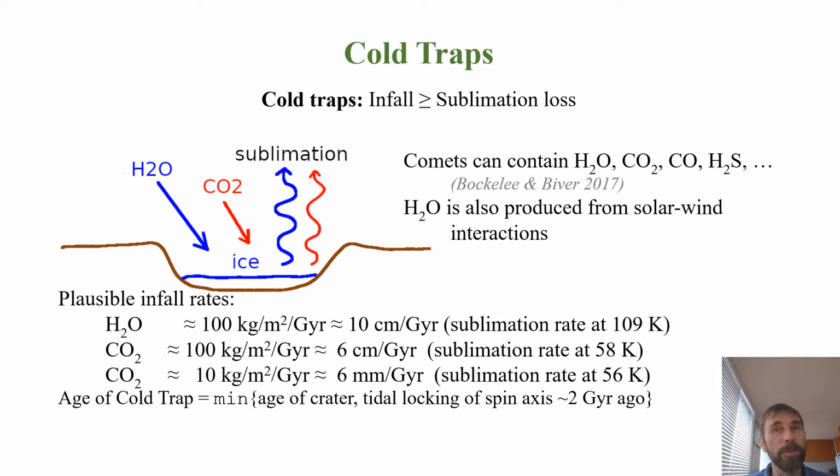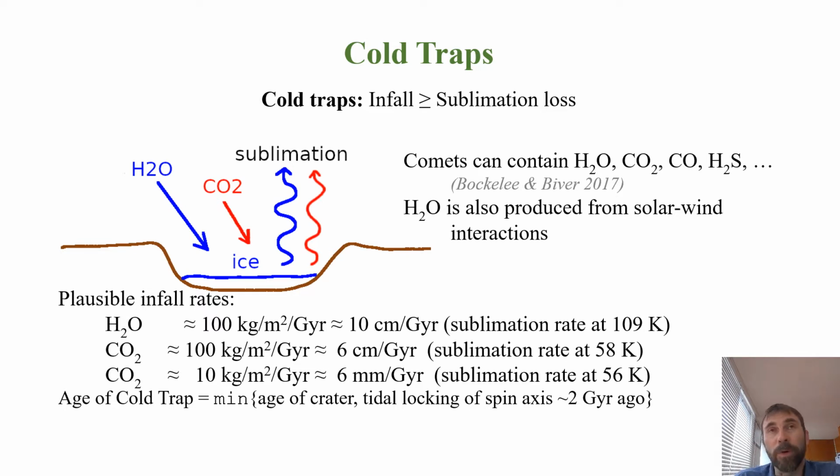At low temperature, the sublimation rate just becomes negligible, so these areas should accumulate ices. And there are various sources of how volatiles are delivered to these cold traps over time. For example, comets. Comets include various ices, including CO2 ice, whereas H2O has several potential sources. And we don't really know what these delivery rates are, but we have plausible estimates.